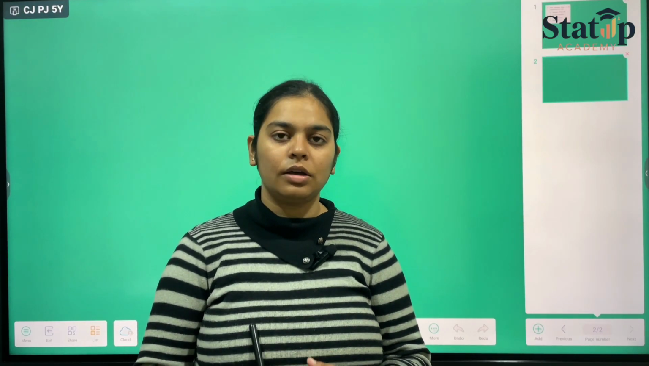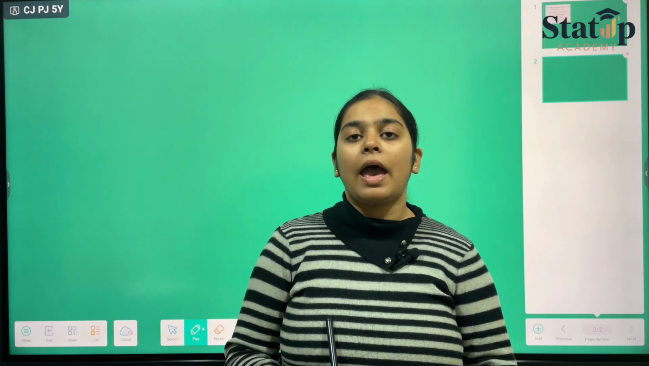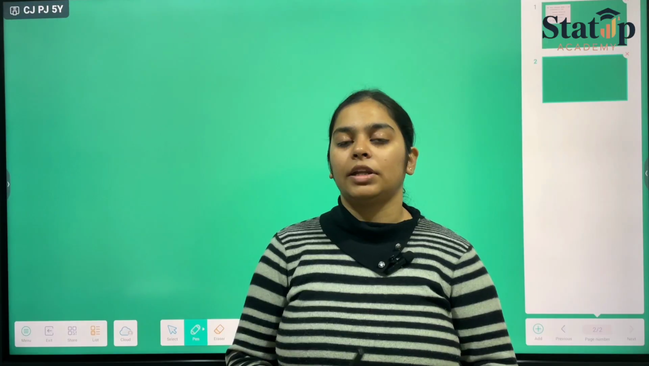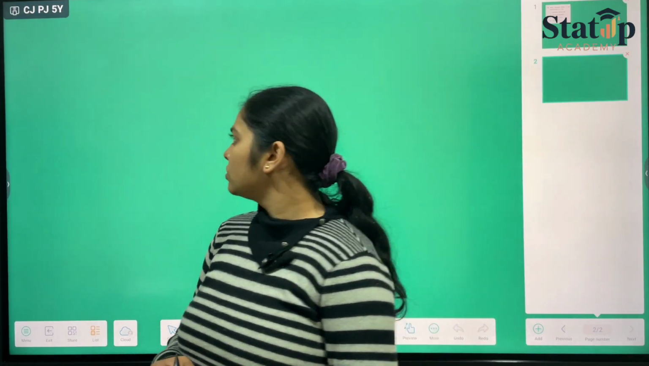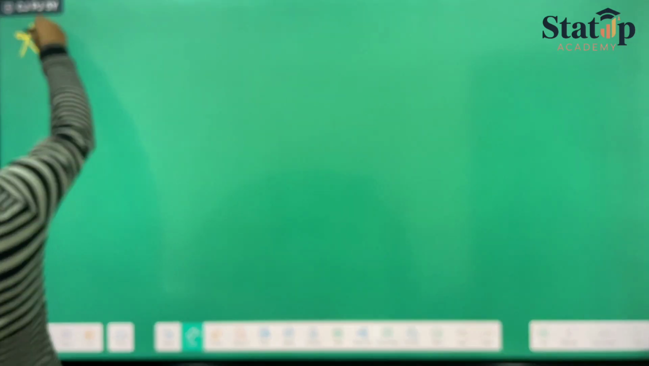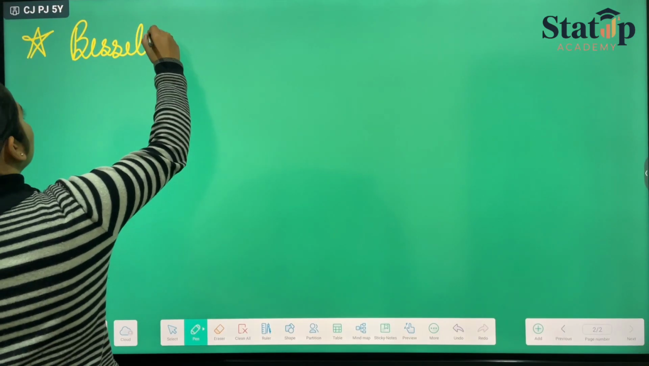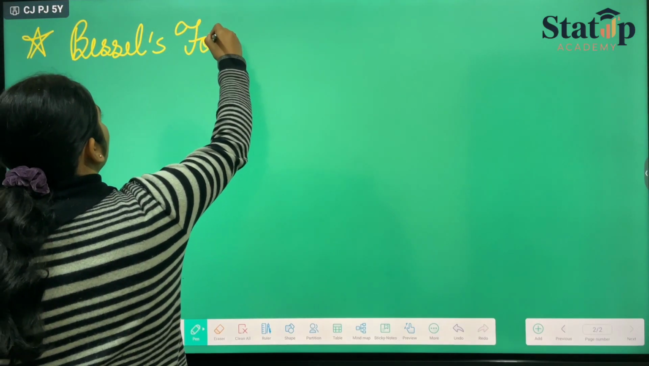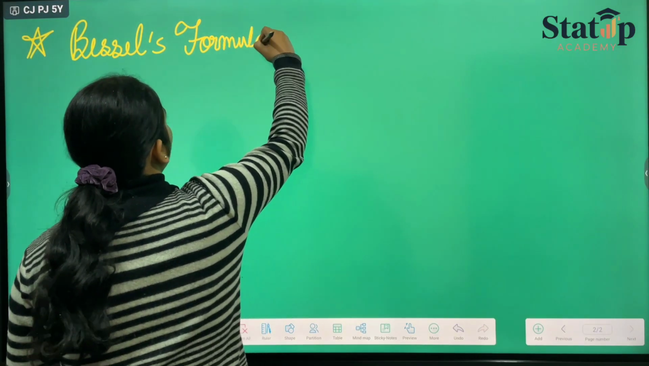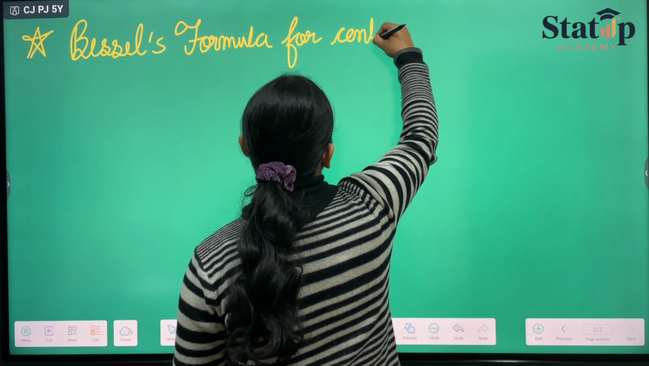We have to know the formula first, then how to apply it in a question, and why it is applied. If we know all these three things, we can solve any questions on Bessel's formula. So let us begin. Bessel's formula for central difference, or you can say central interpolation.